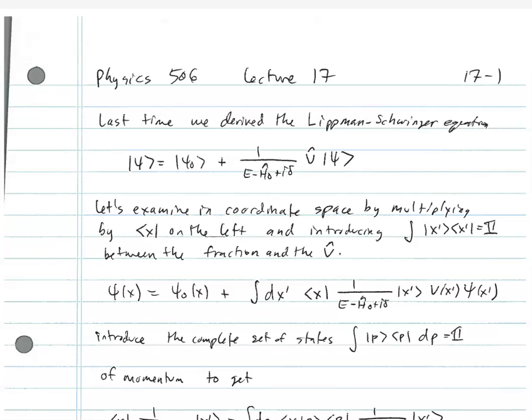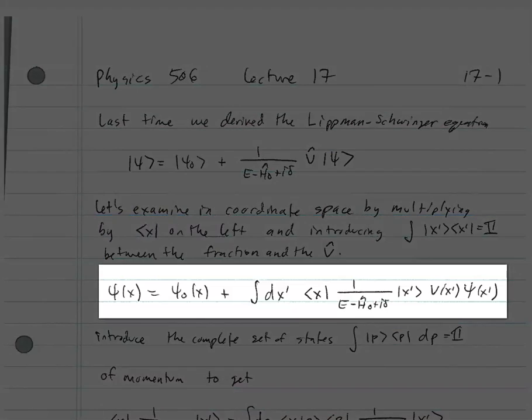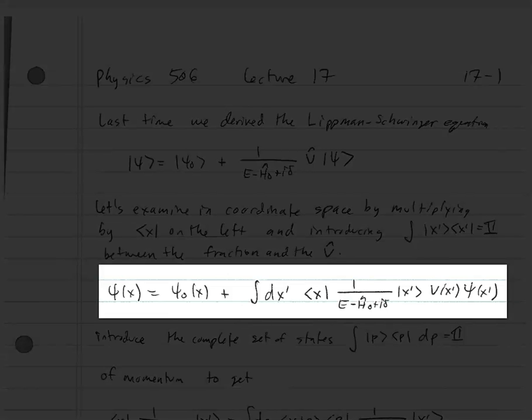We're going to examine this in coordinate space by multiplying by an x bra on the left and introducing a completeness sum, which is really an integral over x prime of a ket-bra product that's equal to unity, between the fraction and the V. And what we'll find then is psi of x is equal to psi 0 of x plus the integral dx prime of the matrix element of x, 1 over E minus H0 plus i delta, x prime, times V of x prime, psi of x prime.